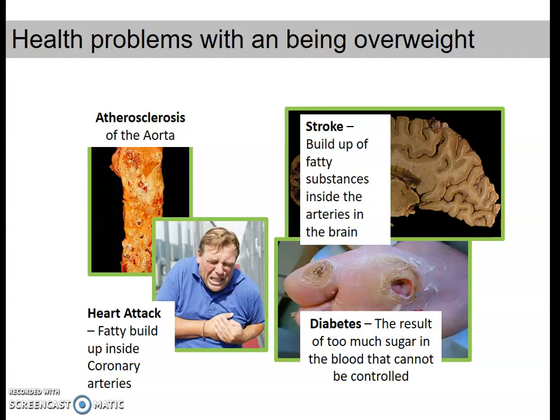What I would like you to do is go away and research those 2 different types, type 1 and type 2, and find out for yourselves which one is related to eating too much fatty food, so your diet, and which one is genetic. So have a look at it.